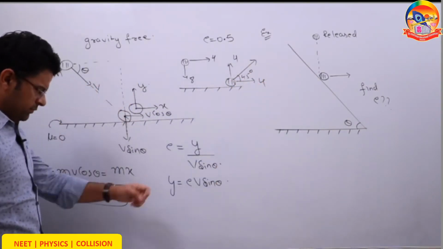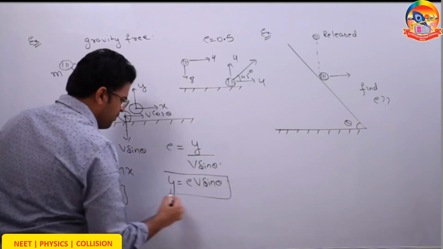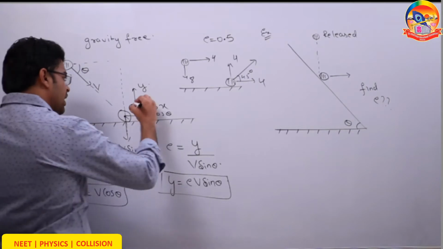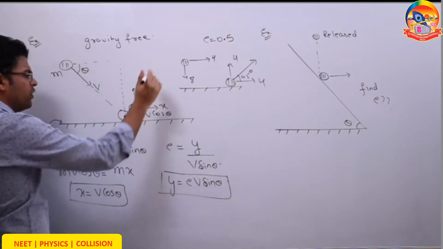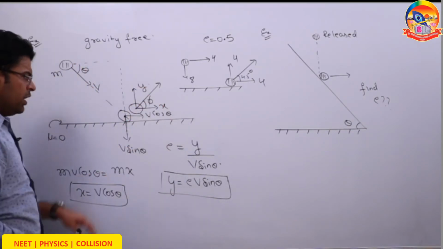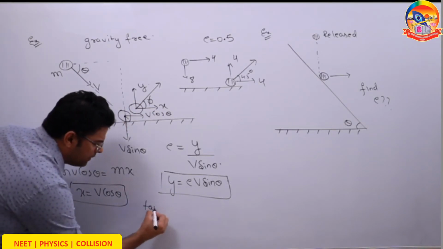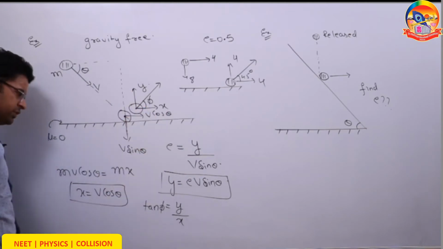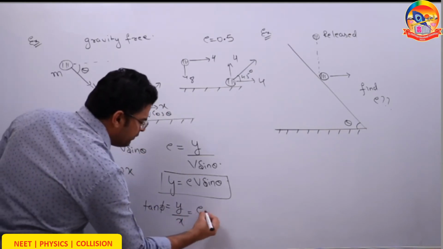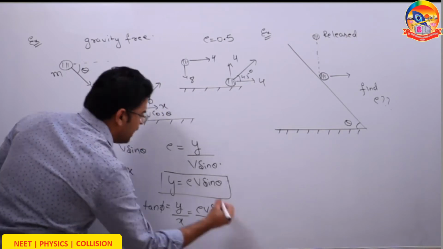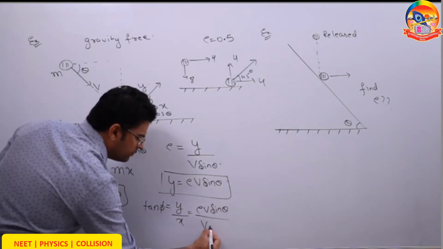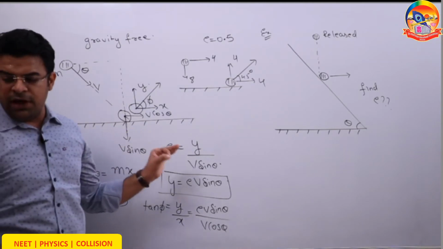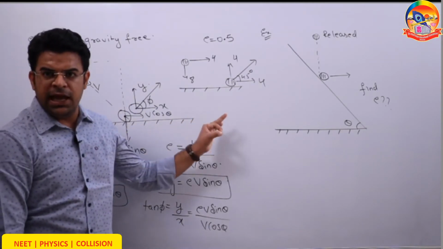So now here, the velocity in y direction came out to be eV sin theta. X direction comes out to be V cos theta. At what angle will it go after collision? Let's call that angle phi. You can say that tan phi equals y by x, the vertical velocity upon the horizontal velocity. You can write y as eV sin theta and x as V cos theta. So you can cancel out V and V and say that tan phi equals e tan theta.